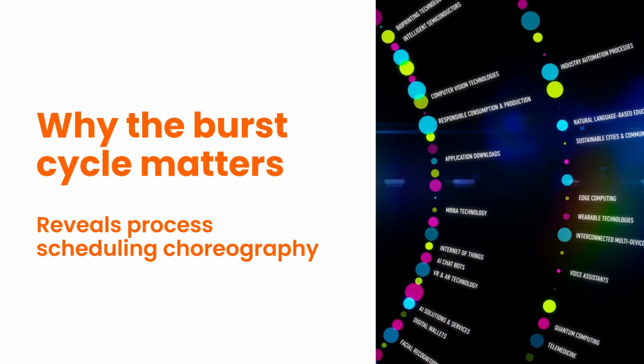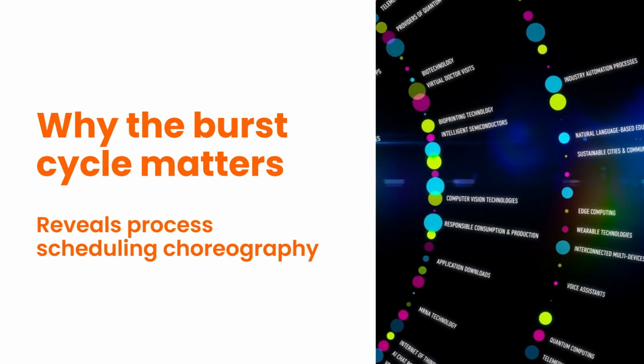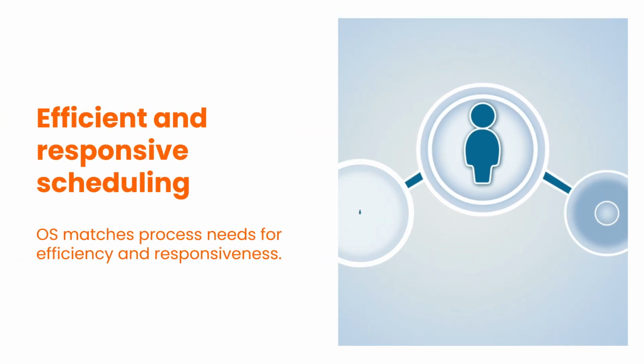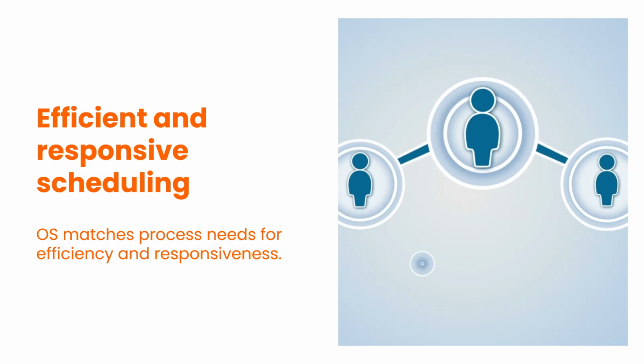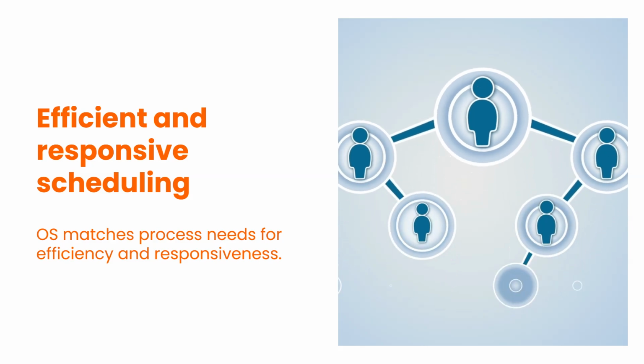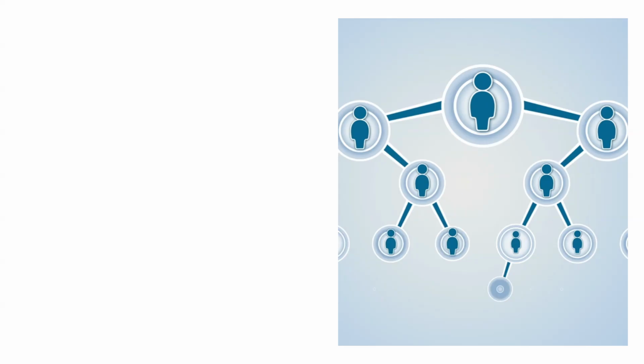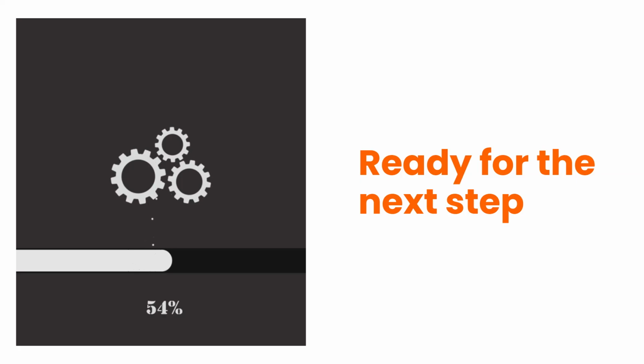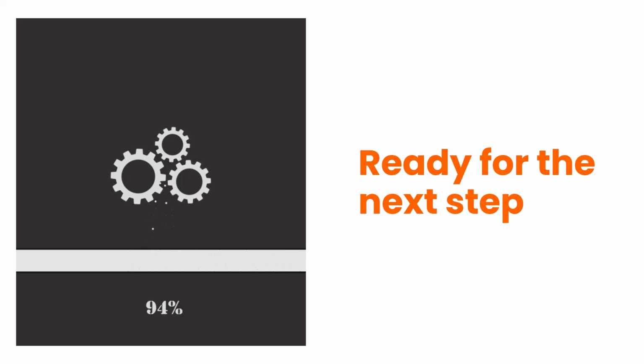Understanding the CPU I/O burst cycle reveals the hidden choreography of process scheduling. It explains how operating systems keep systems both efficient and responsive, matching the unique needs of each process. With this foundation, you're ready to explore how operating systems optimize the dance between work and waiting, balancing every process for peak performance.